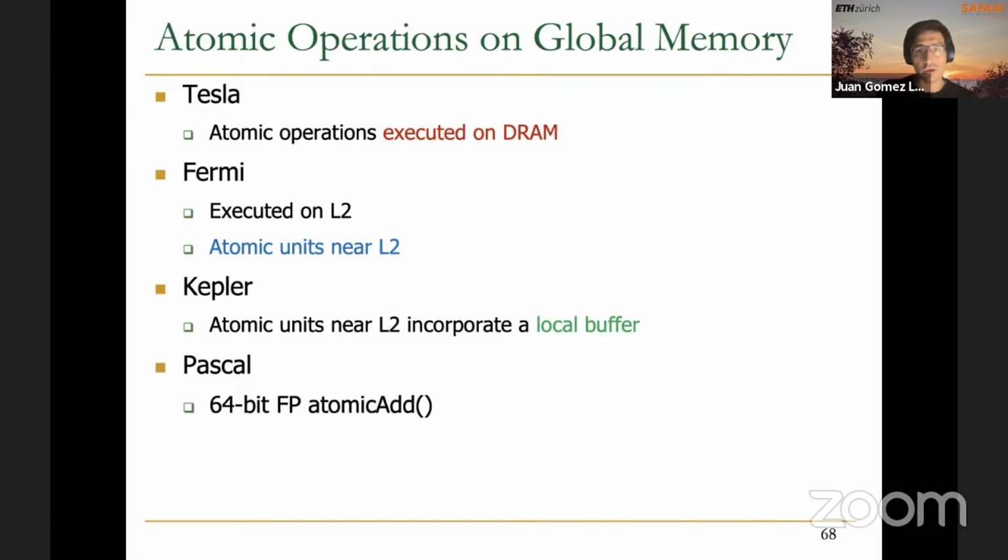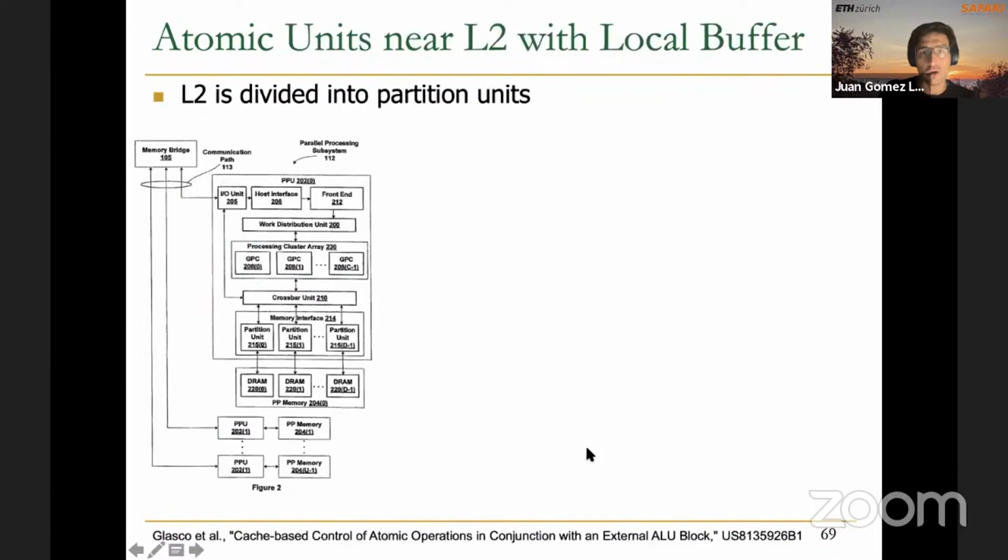And we are going to see a comparison of the execution of atomic operations on global memory for these different architectures. The latest update I'm aware of in the architectures is that Pascal supports 64-bit floating point atomic adds on global memory. And here you can identify in this picture that we have a GPU, and the GPU is composed of these processing cluster arrays, which are essentially the GPU cores. There is a crossbar unit to access these partition units, and from them we can go to the DRAM.